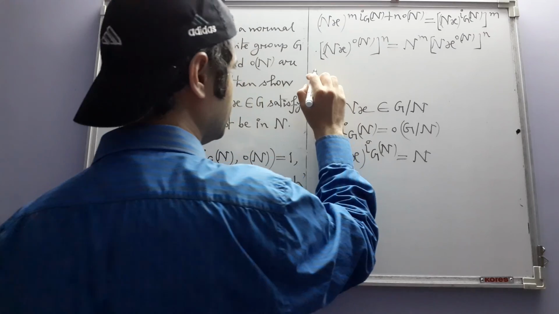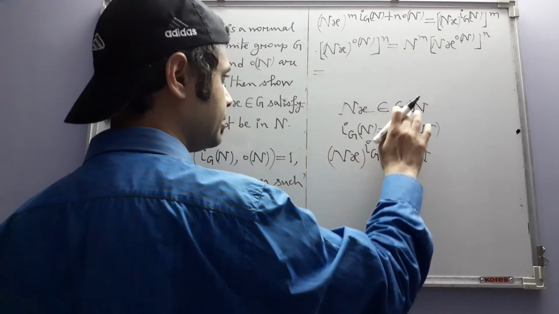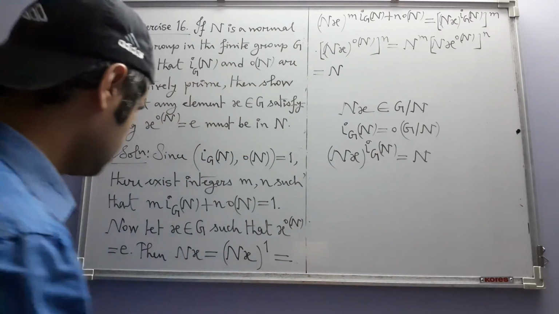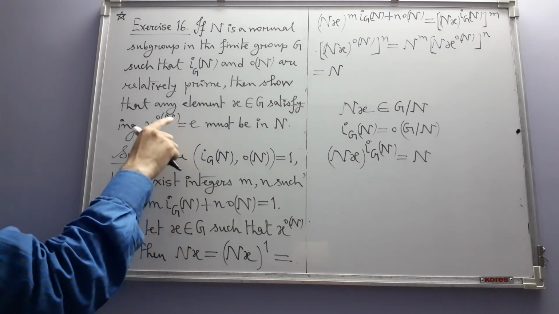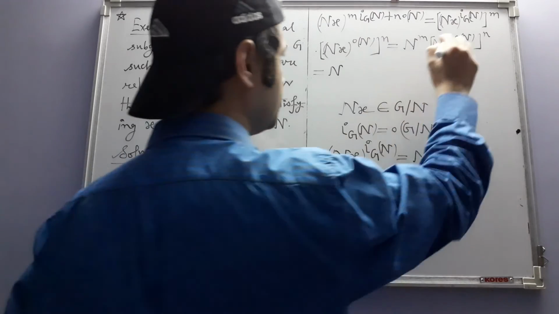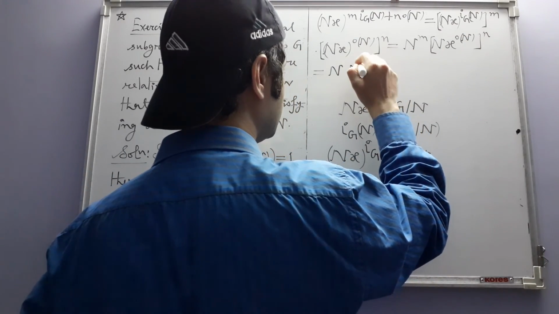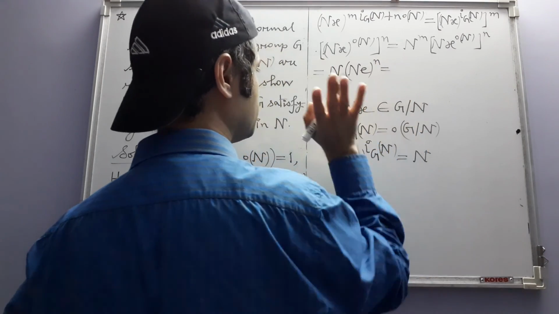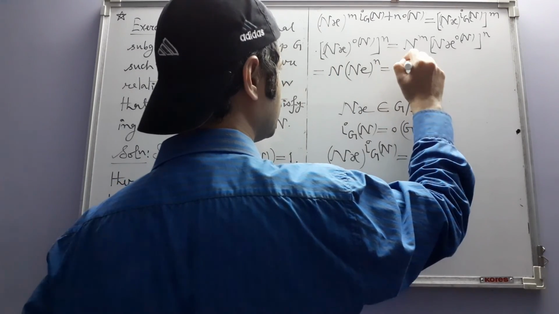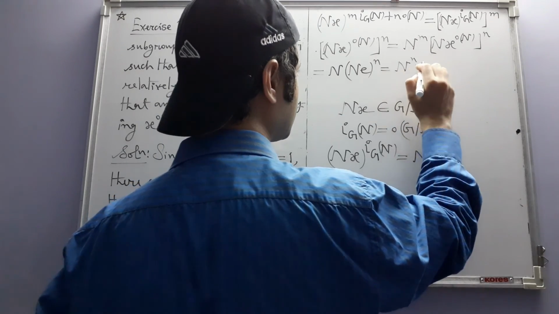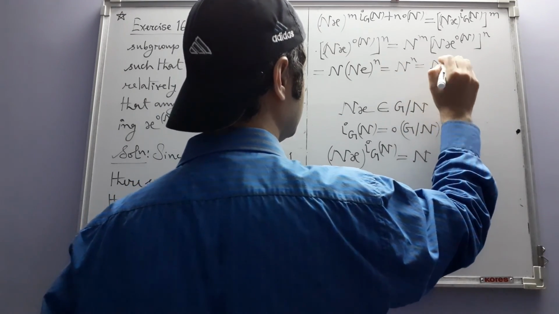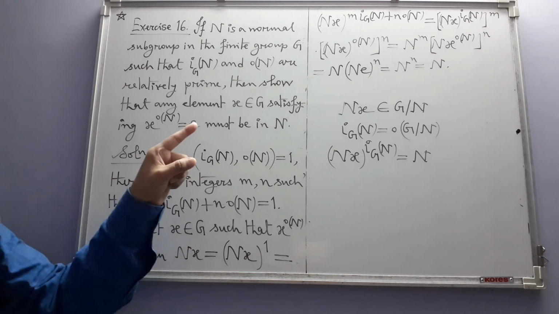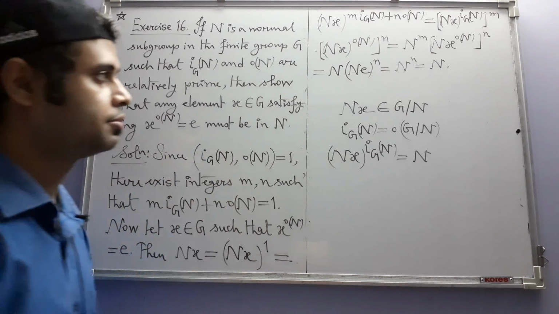to the power n. Since N is the identity element in G by N, this becomes N, and from this condition, this becomes NE. So this one will vanish and we will have that it is equal to N. So that means NX is equal to N.